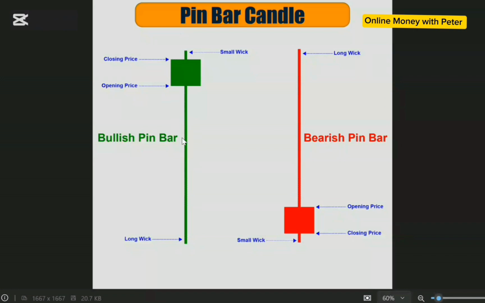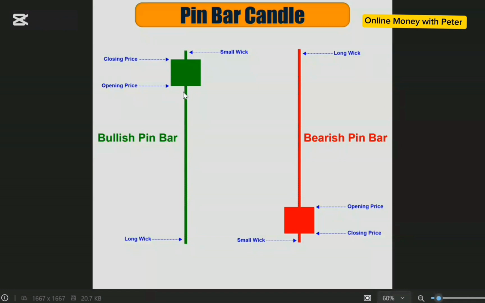And then we have a long wick at the bottom, like this. What does that tell us? It tells us that at the end of the day, it was the buyers that had the day. It was the buyer that won. The strength of the buyers was very, very strong.